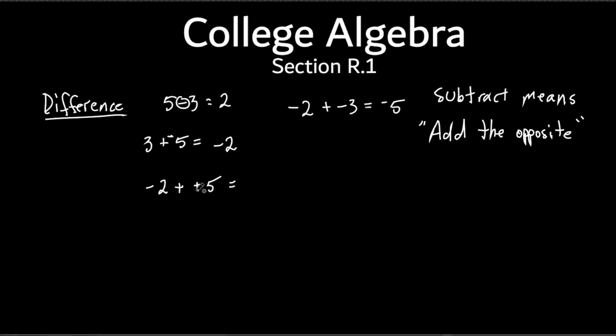Now I've got an addition problem. Remember, the only rules we really learn are for addition. We don't really have a subtraction rule except for adding the opposite. So now look what you have. It's an addition with different signs. So what do we do? Subtract them and keep the sign of the larger number. Which one is the larger number? 5. It's positive, so my answer is positive.